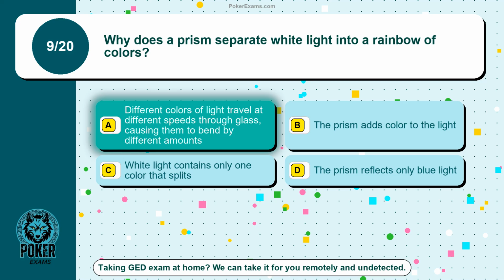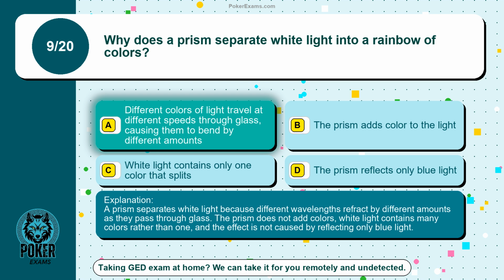The correct answer is option A. Different colors of light travel at different speeds through glass, causing them to bend by different amounts. A prism separates white light because different wavelengths refract by different amounts as they pass through glass. The prism does not add colors, white light contains many colors rather than one, and the effect is not caused by reflecting only blue light.